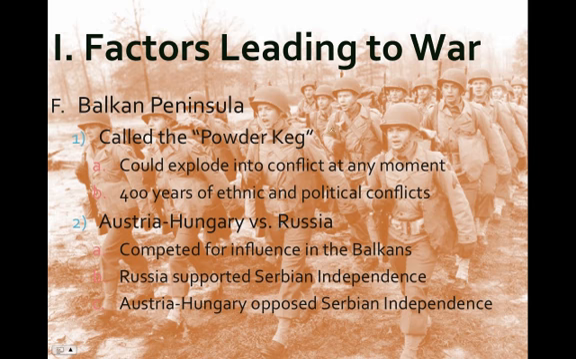Alright, so the Balkan Peninsula is called the powder keg, because it could explode at any moment. There are 400 years of ethnic and political conflicts. You saw almost 13 different groups saying in that little area, we should have our own country. Also, Austria-Hungary and Russia are competing in that area. Russia supports Serbian independence. Austria-Hungary opposes Serbian independence. Remember, Franz Ferdinand was basically the prince, the next one in line for the throne in Austria-Hungary.